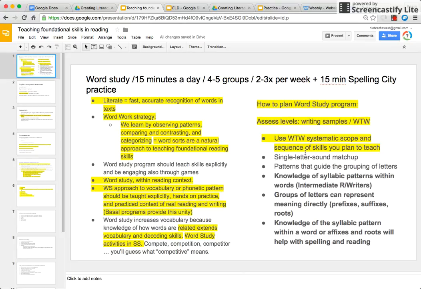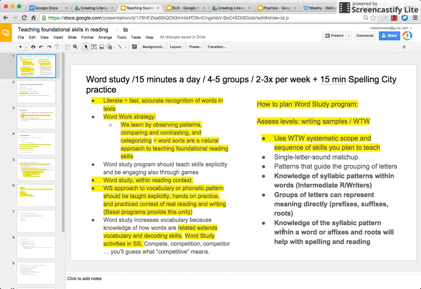Planning a word study program, of course, starts with assessment, and the best form of assessment is Words Their Way, with its systematic scope and sequence of skills that it will actually give you once you assess students with their pre-assessments. And then you set up groups for 15-minute a day groups, no more than four groups, I think, per day, 2 to 3 times per week. And then I would add Spelling City homework for those groups, develop a program based on that.